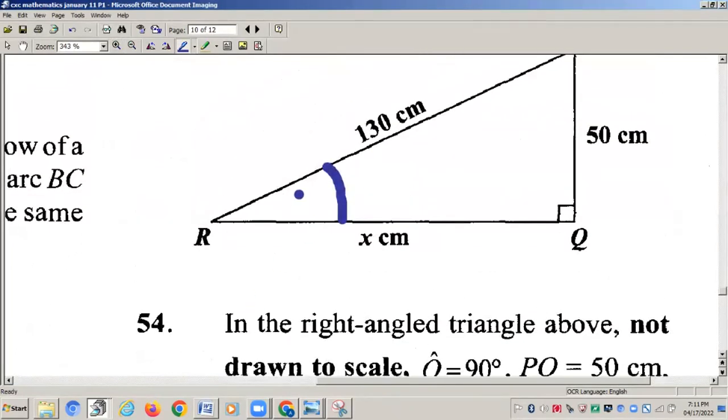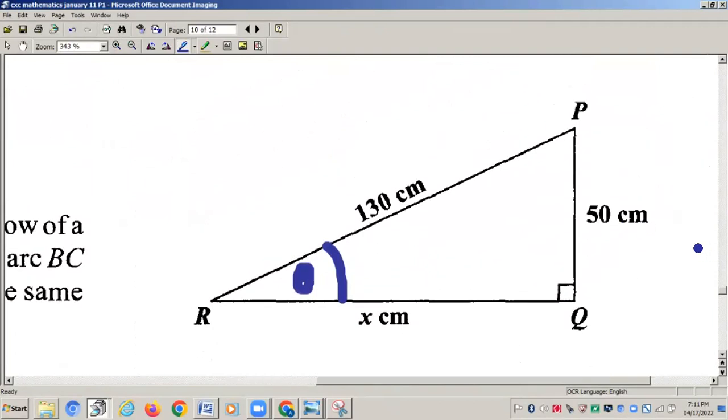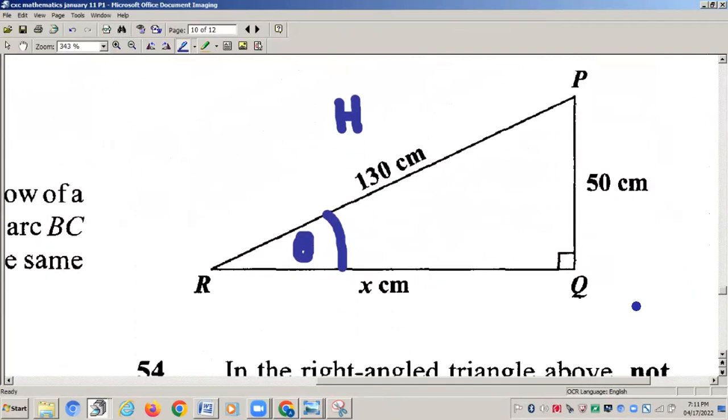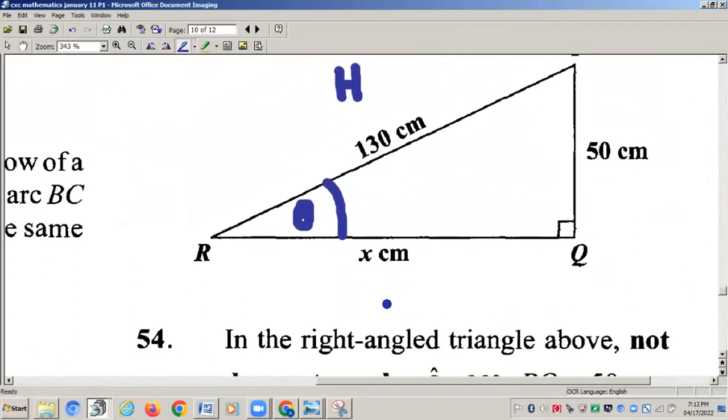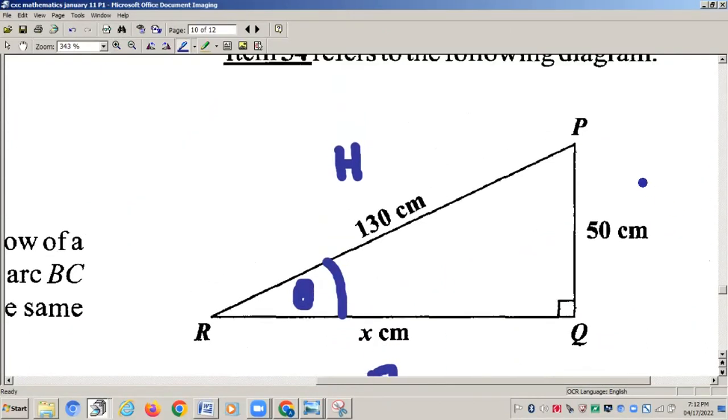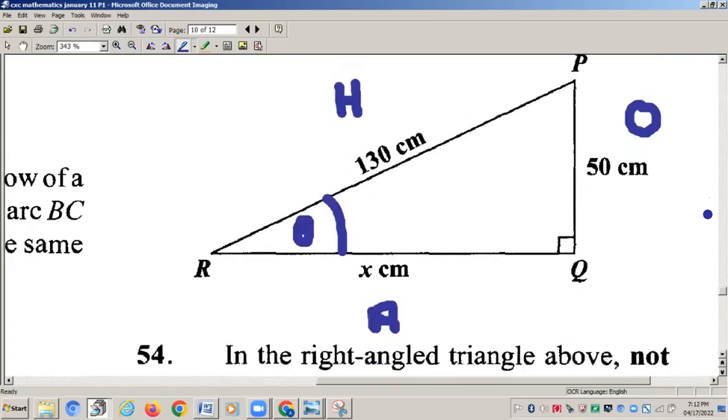So you use the reference angle now to label a side. Which side is the hypotenuse? RP. Which side is the adjacent side? QR. And therefore this must be the what? Opposite. And tan is opposite over adjacent.